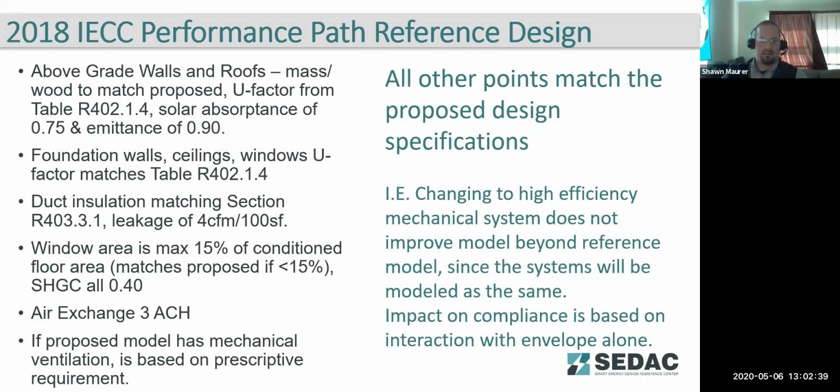Really the places where you can get the most benefit from a performance path model is if you can reduce leakage rates in your ductwork and the building envelope and reduce those air changes. And then also the U-factor trade-off for different building assemblies.